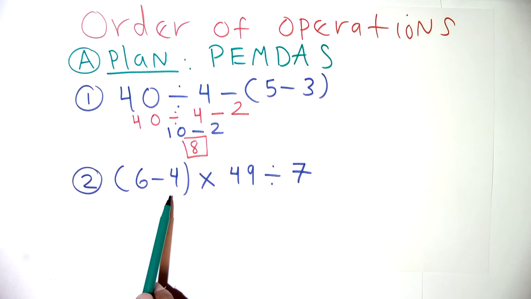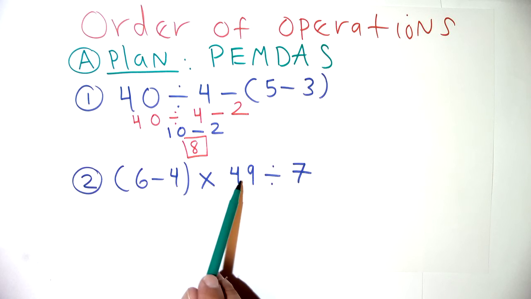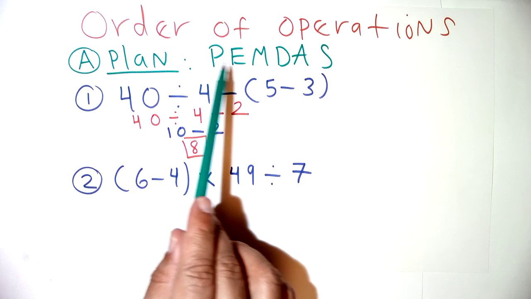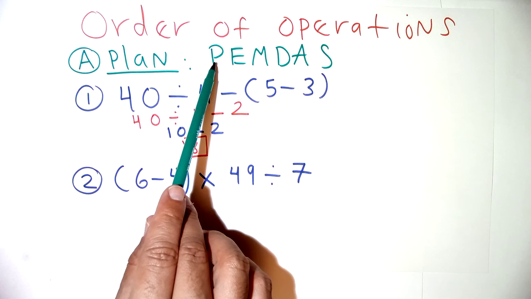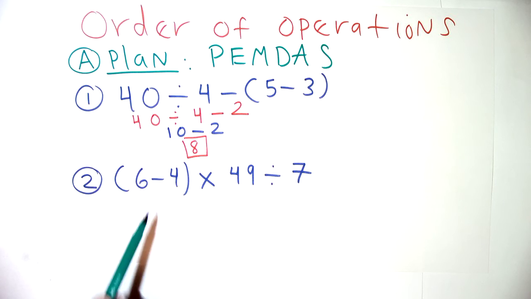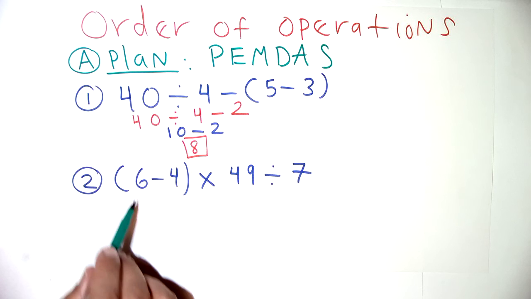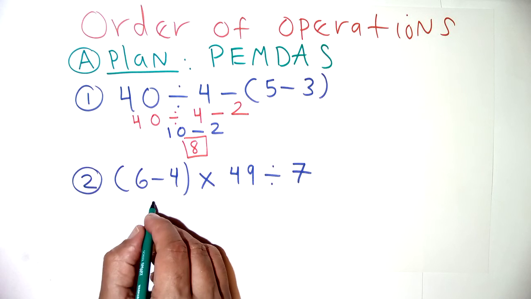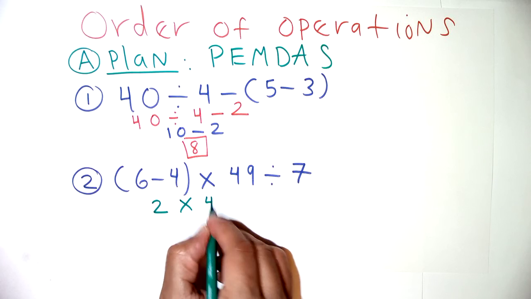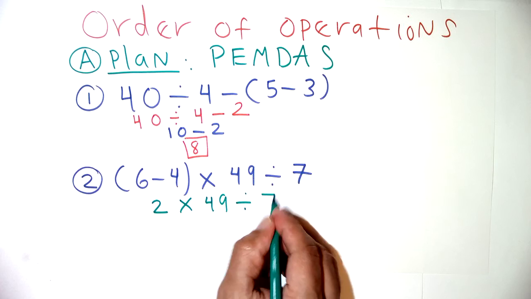You have here a group: 6 minus 4 times 49 divided by 7. One of the things that I like to do is I always go back to the plan, and you go from the beginning, which is P, and you say to yourself, do you have parentheses? In this case, we do. So that should be the first thing you do. 6 minus 4 is 2, and then you write down everything else: times 49 divided by 7.